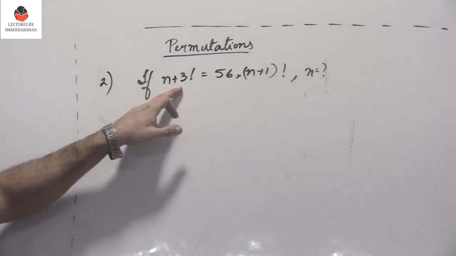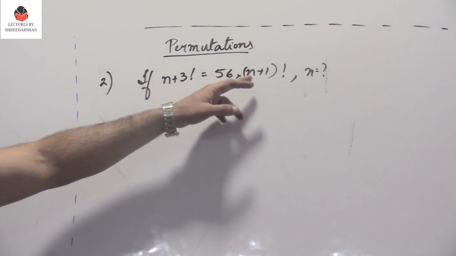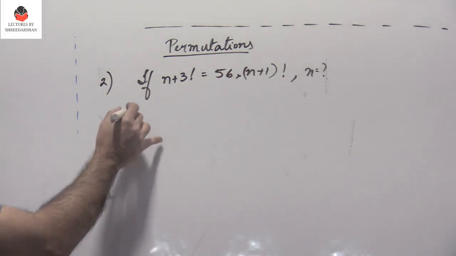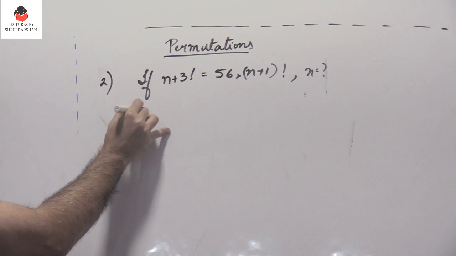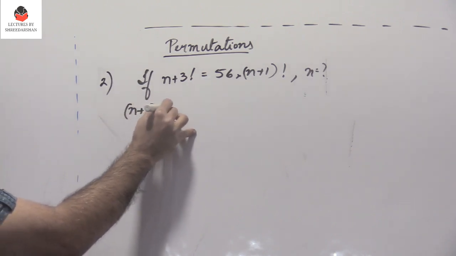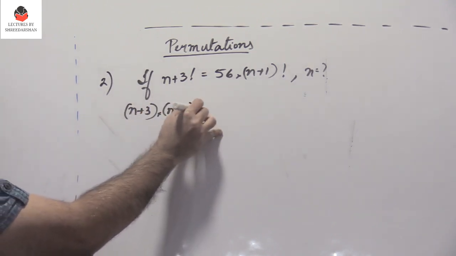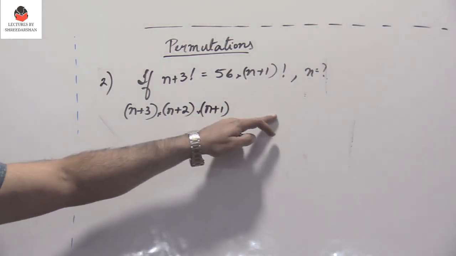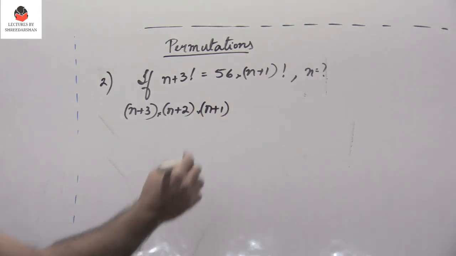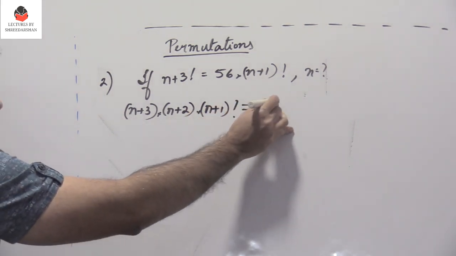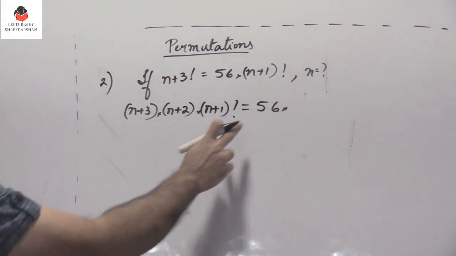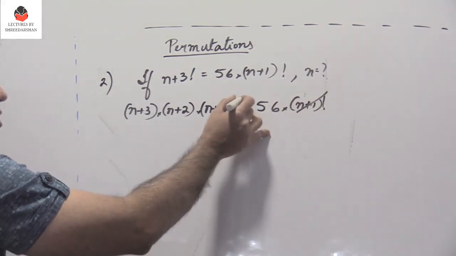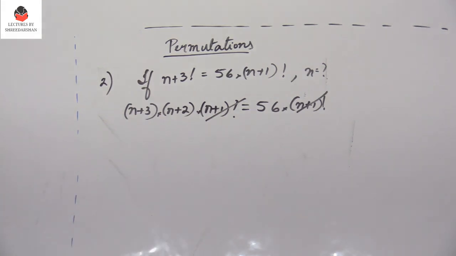If n plus 3 factorial equals 56 into n plus 1 factorial, find n. Now n plus 3 factorial is nothing but n plus 3 into n plus 2 into n plus 1 into n and so on. So that gives me n plus 1 factorial equals 56 into n plus 1 factorial. So n plus 1 factorial gets cancelled.